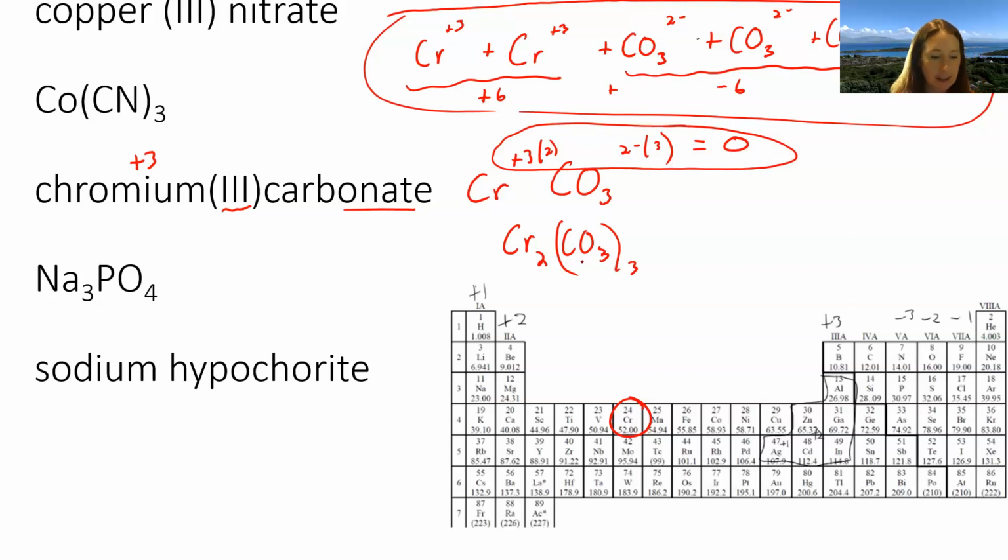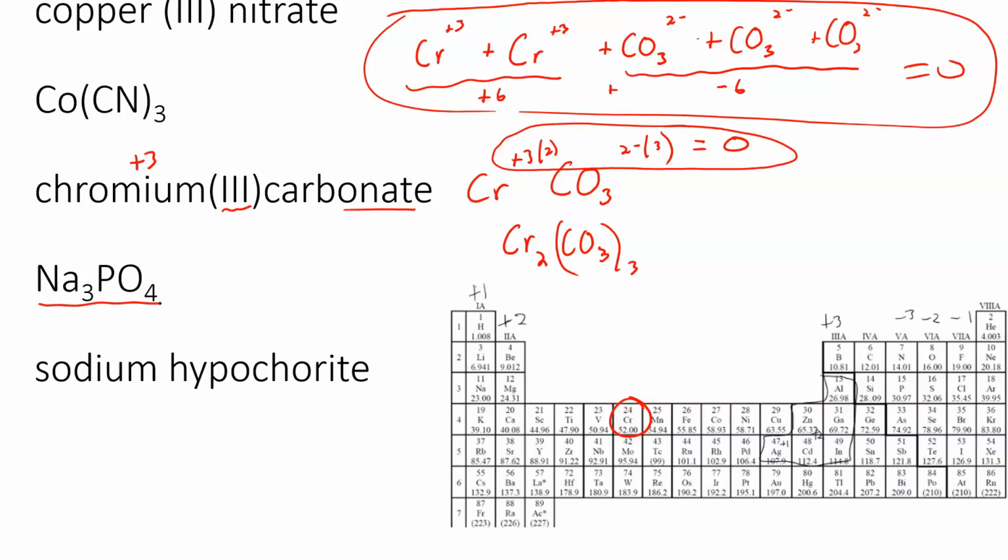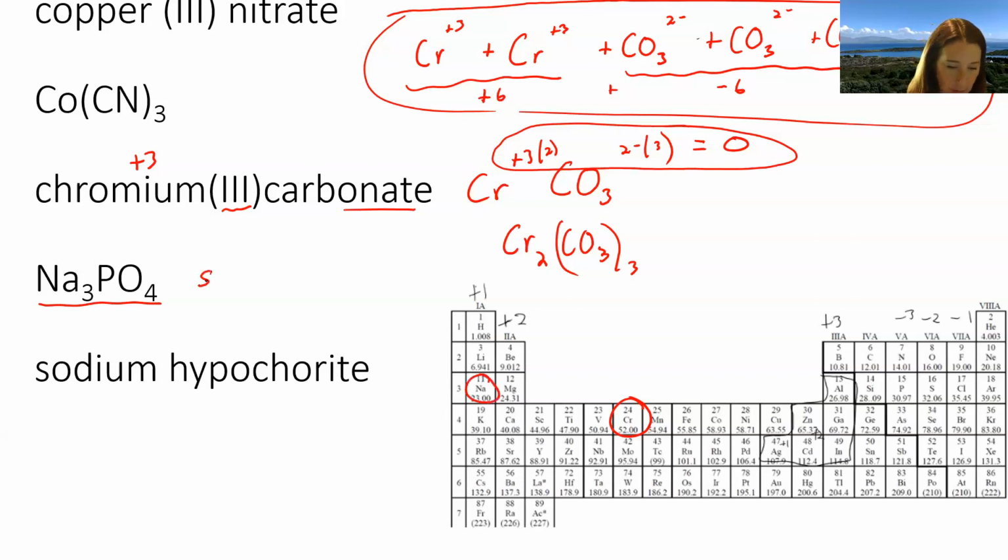Okay. Let's try this one, Na3PO4. So that's sodium, which is a metal. So this is an ionic compound. And then PO4, remember, when you see a metal and there's more than one atom after it, it's a polyatomic ion. So whenever you see a metal and there's more than one atom after it, polyatomic ion, this is phosphate.